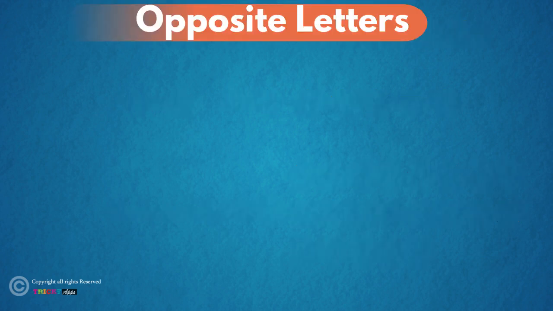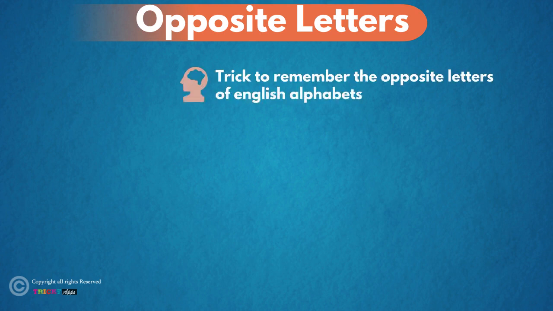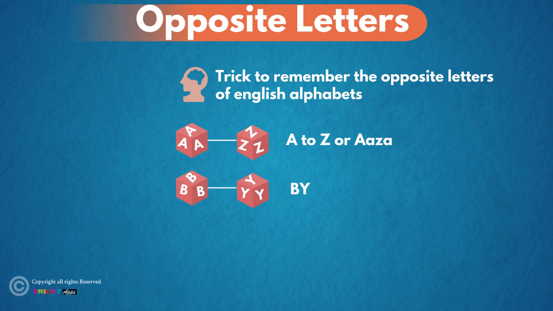Opposite letters. Opposite letters are a pair of the first letter and the last letter, the second letter and the second letter from the last, the third letter and the third letter from the last. The trick to remember the opposite letters of English alphabets is A and Z, A to Z or AZA. B and Y, which is by. C and X, that is CT scan, that is X-ray.